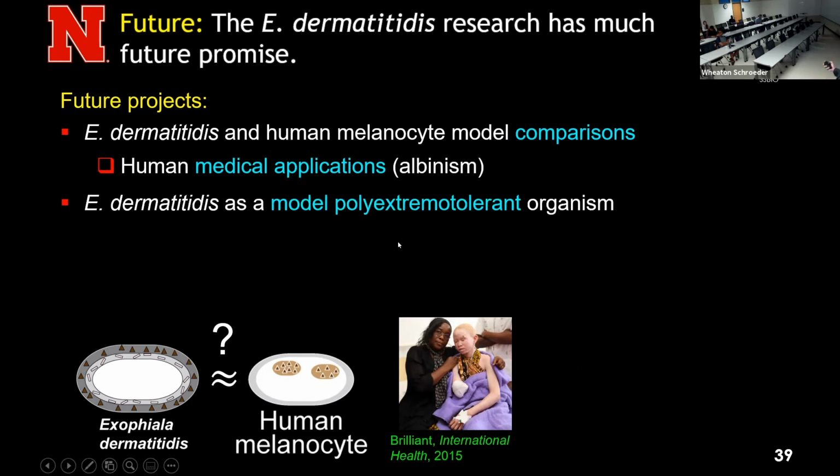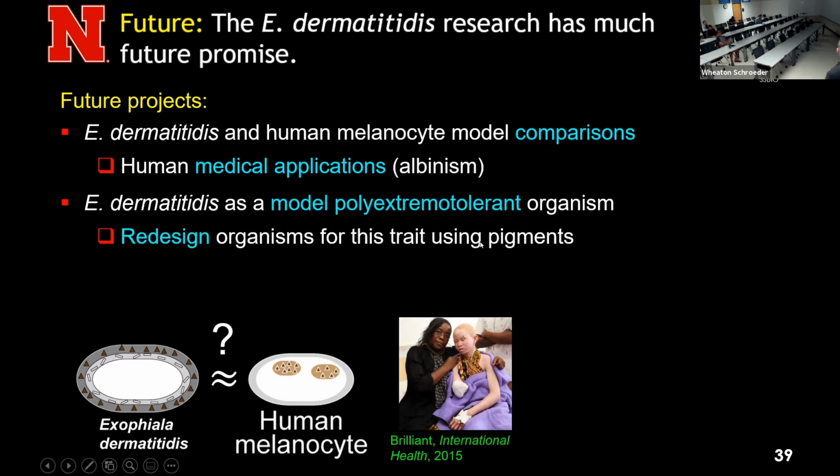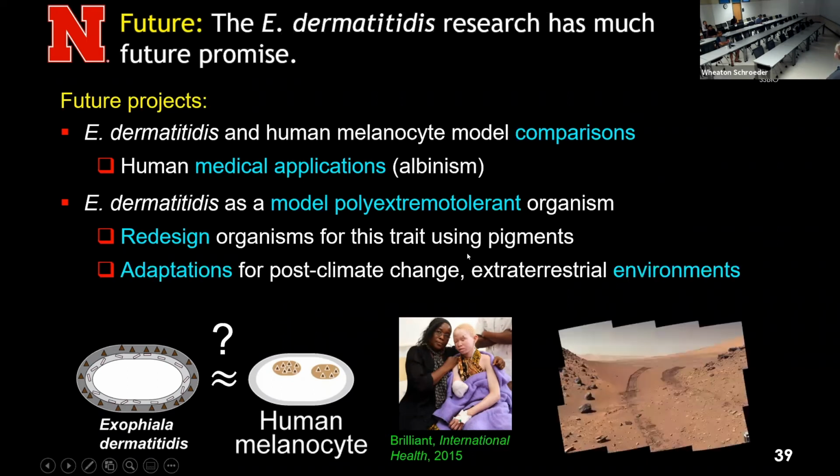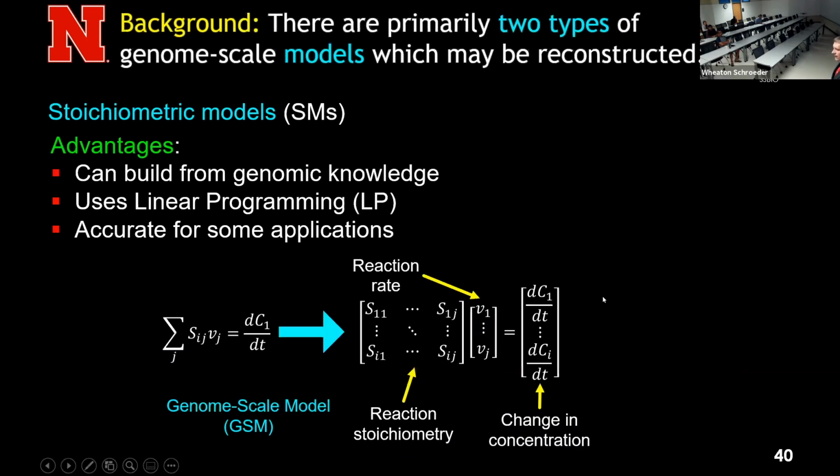Also, independent of how well the human angle works, we can study Exophiala as a model polyextremotolerant organism. And we can use our knowledge of synthetic biology to redesign particular organisms for the extremotolerant trait using these pigments in order to adapt them for post-climate change or extraterrestrial environments, potentially. So this is why I feel Exophiala has some of the most potential of my research projects.